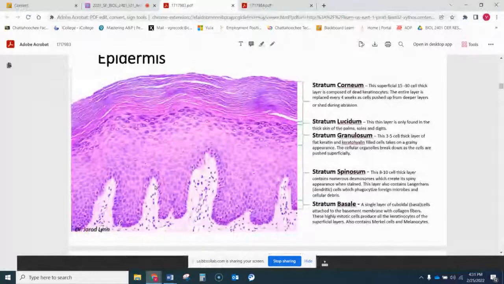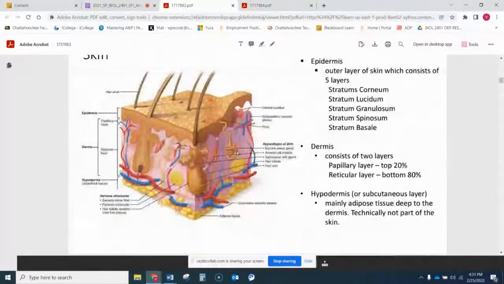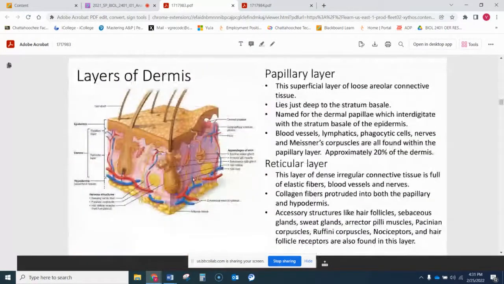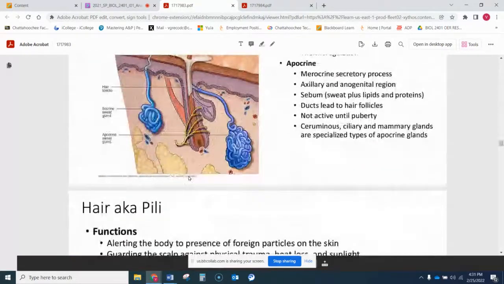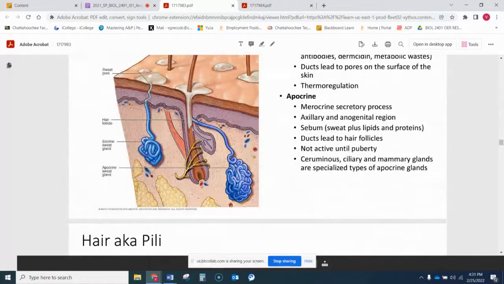So if we look at an image, there's an eccrine sweat gland, and you can see it has its own duct, which goes right to the surface of the skin. Well, an apocrine gland, let me go to one. So here's an eccrine sweat gland. An apocrine sweat gland, these ones we don't have very many of, and they start to function at puberty.